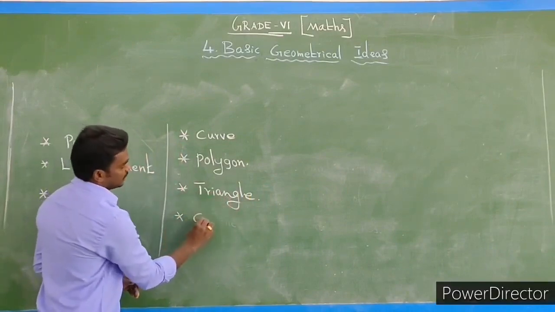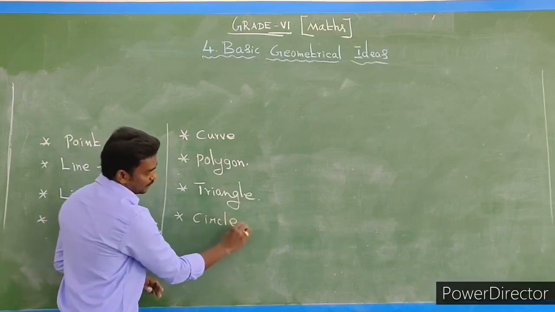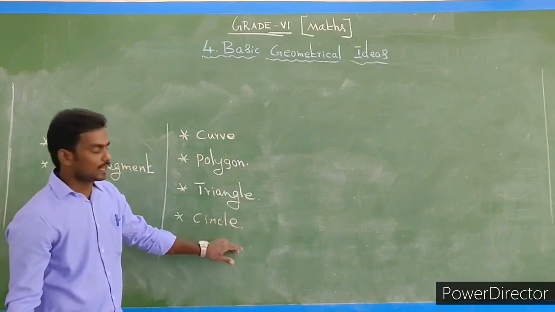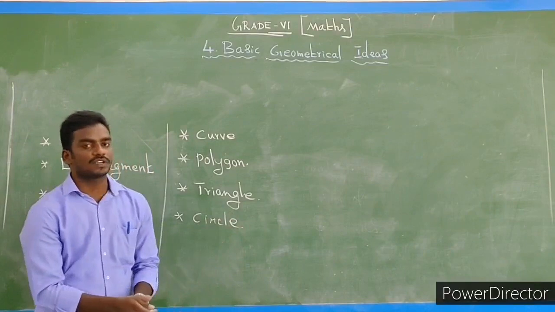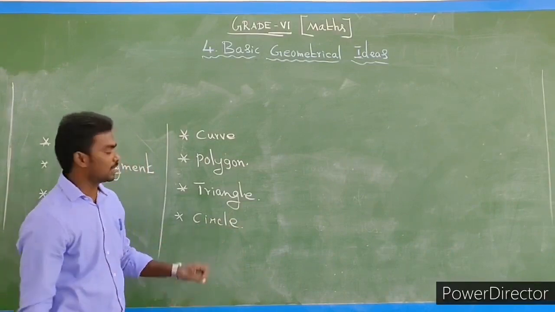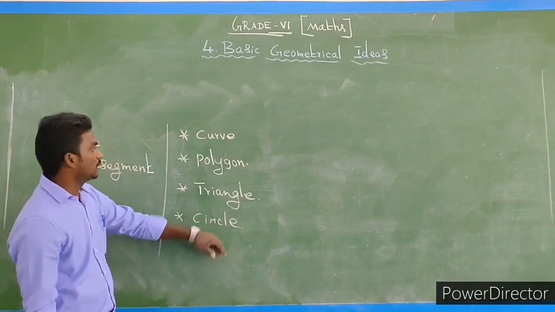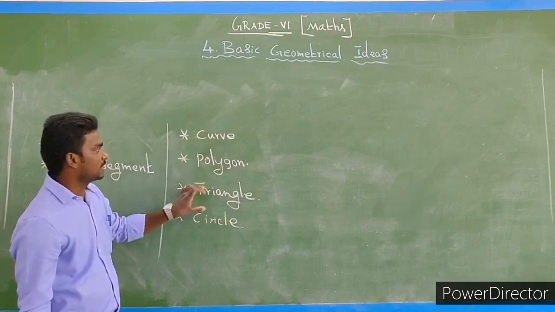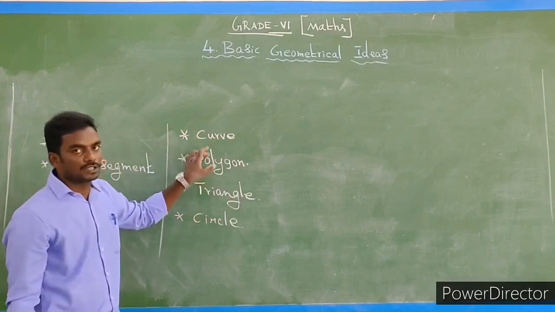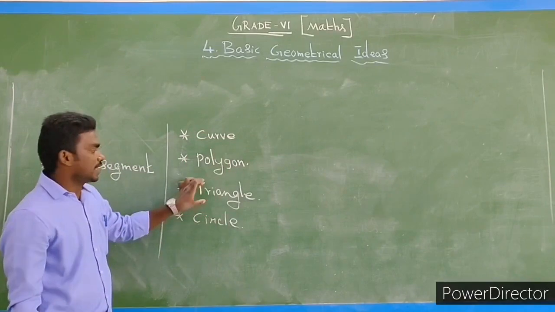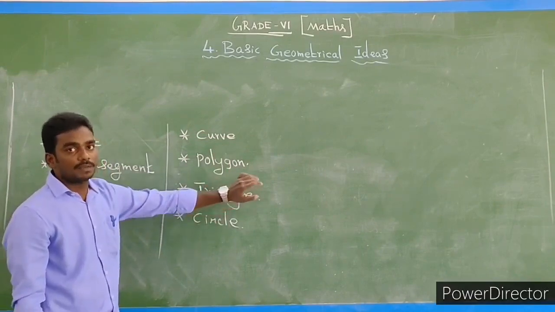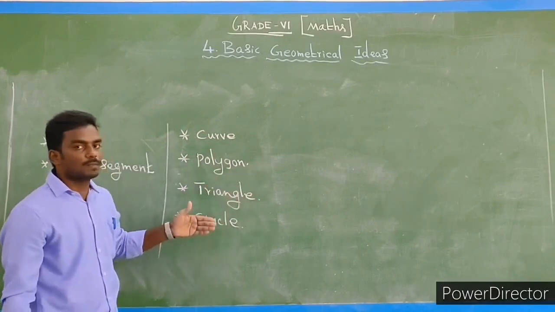Next one is the circle. Is a circle a polygon or not? No, a circle is not a polygon, because a circle is a simple closed figure but it is not made up of line segments. So first one is the polygon, triangle, circle. A polygon is a simple closed figure made up of line segments. A triangle is a three-sided polygon made up of line segments. A circle is a simple closed figure.